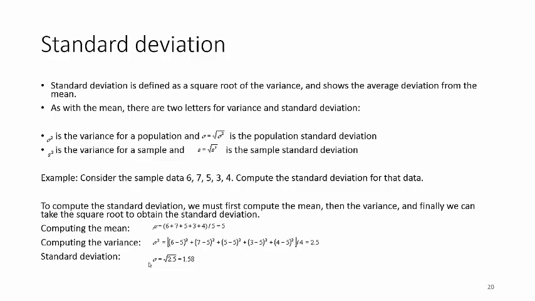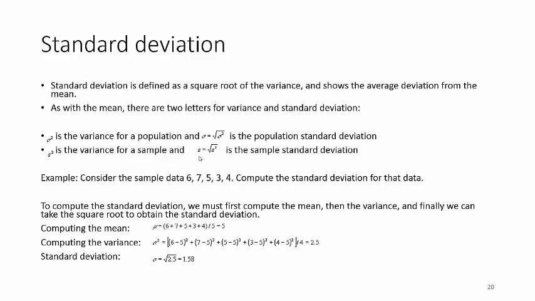And the last one is the standard deviation. It's defined as the square root of the variance and shows the average deviation from the mean. As with the mean, there are two letters for variance and the standard deviation. Sigma squared is the variance for a population, as we just mentioned. So sigma, which is the square root of the variance, is the population standard deviation. S is the sample standard deviation.